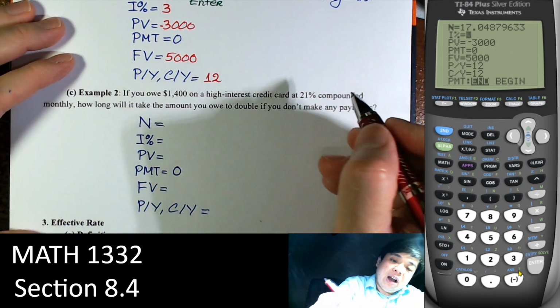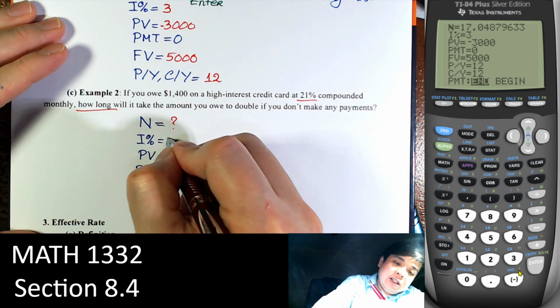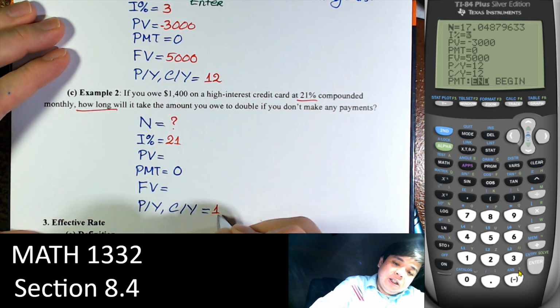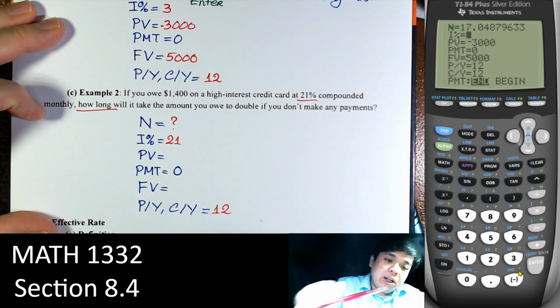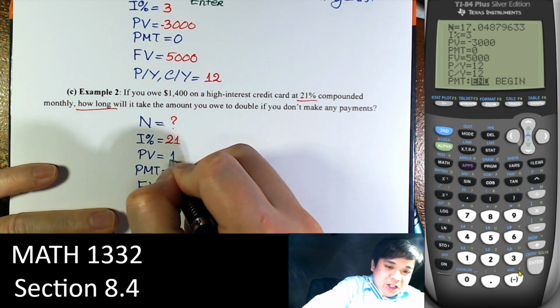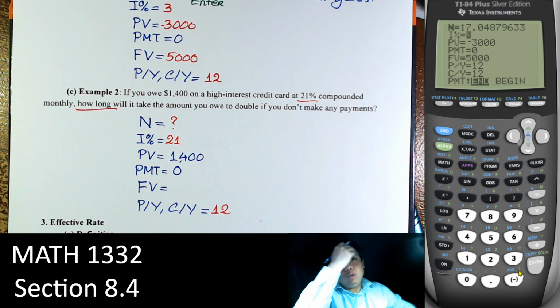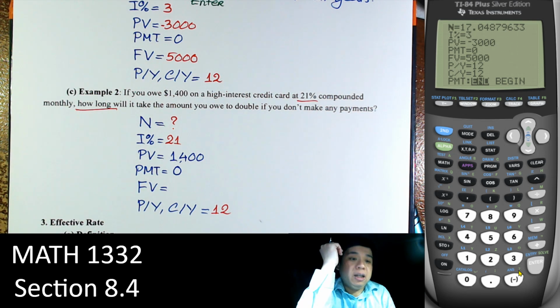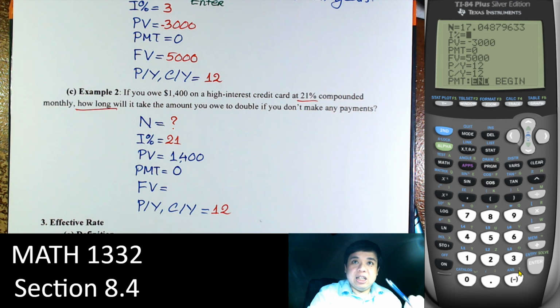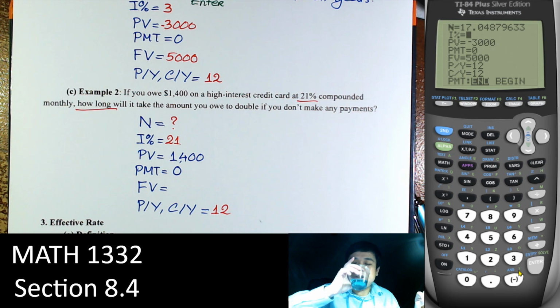If the question asks for how long, that means we don't know N. The interest rate is 21%, monthly. Now we owe 1,400, so they're going to give us 1,400. So we just spend that on a credit card, so that's positive. But eventually we have to pay it back, and whenever we pay it back, it's going to be double this amount. Of course, if we don't make any payment, there will be a lot of penalty, but assume that there's no penalty here, just strictly the interest.